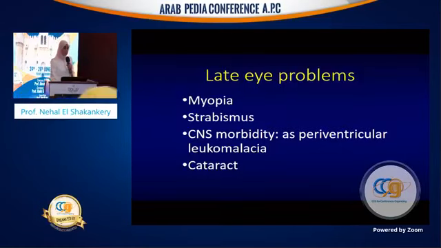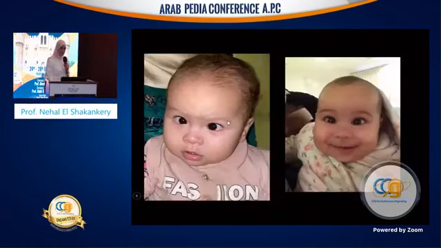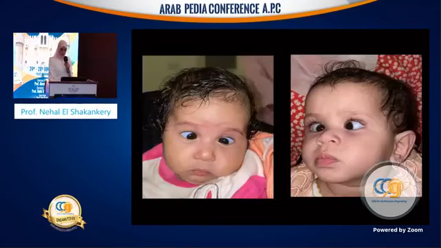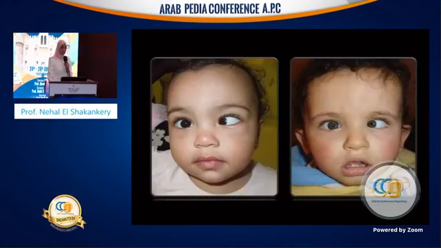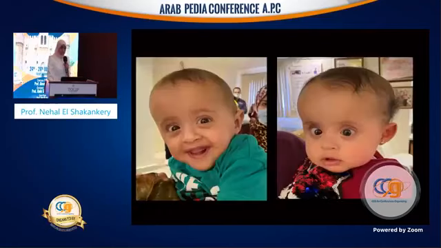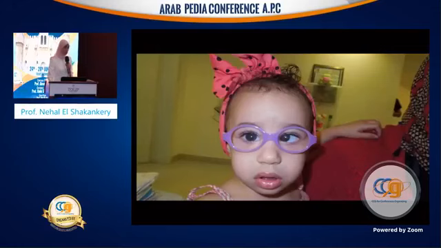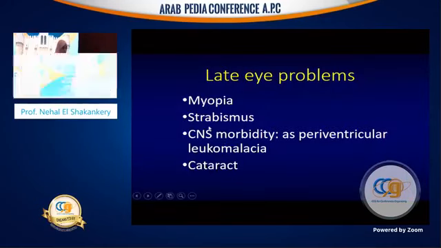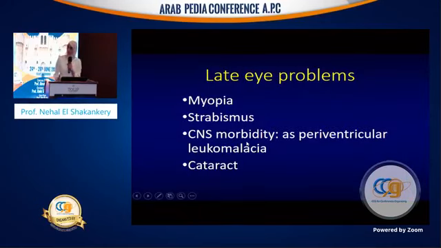They may develop strabismus or squint, and it is very common for preterm babies to have squint. As we see here, all of these were preterm infants, and it may develop at any age, and especially we see it in twins. It may be treated with glasses, or we may even require surgical intervention. They may develop late CNS morbidity such as periventricular leukomalacia, or even congenital cataract, as in these cases.